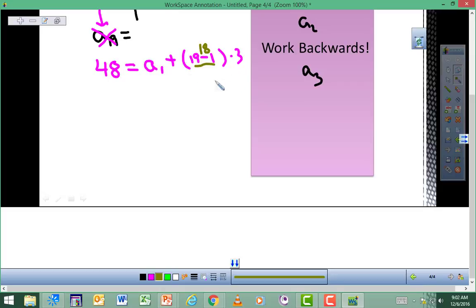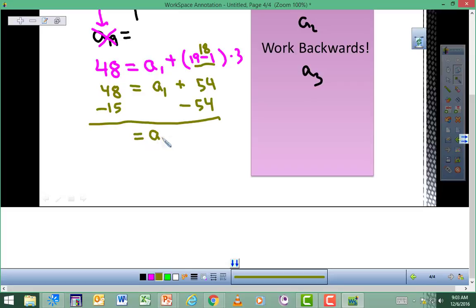18 times 3 is 54, so this is 54. And I'm just going to continue using my basic algebra skills. I'm going to solve for a sub 1 by subtracting 54 now. Subtract 54. Oh, need some glasses here. I should have 54 there, right? Minus 54.